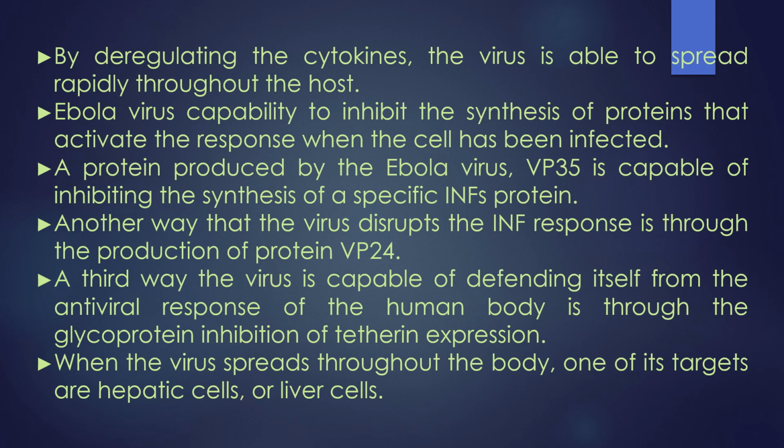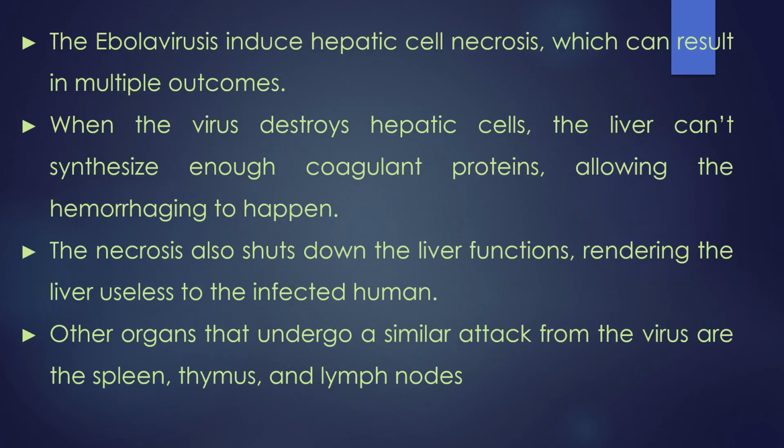When the virus spreads throughout the body, one of its target organs is the hepatic cells, or liver cells. The Ebola virus can induce hepatic cell necrosis, which can result in multiple outcomes inside the host. When the virus starts destroying the hepatic cells, the liver is unable to synthesize enough coagulant proteins, which allows the hemorrhagic conditions to happen. The necrosis also shuts down the liver functions, rendering the liver useless to the infected human. Other important organs that undergo a similar attack from the virus are the spleen, thymus, and lymph nodes.